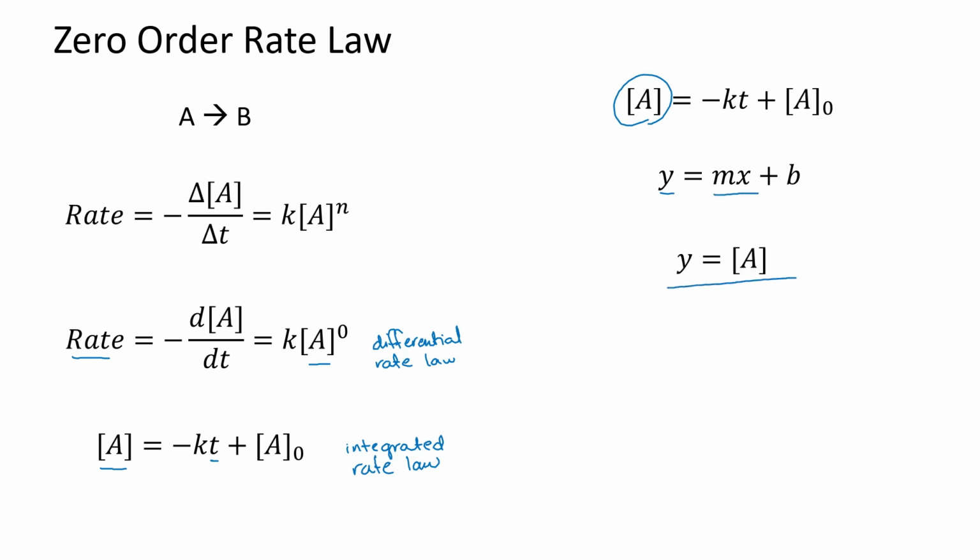Our mx term, of course, matches up really nicely with our negative kt, where x equals t, and our slope is going to give us a negative k value. Finally, our b, or our y-intercept, is simply our initial concentration of A, which we will write right down here. So once we have the equation of the line, we get so much information about our rate law. So let's see how this applies to a problem.